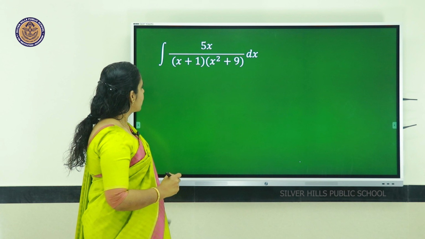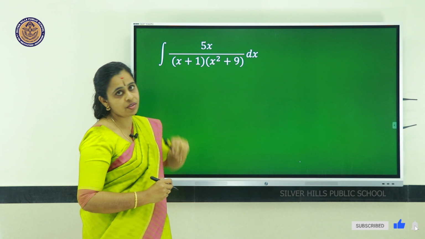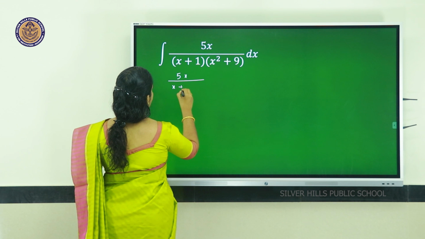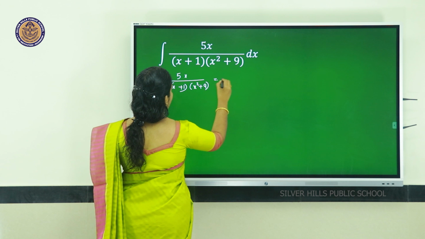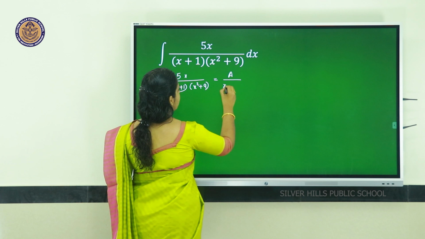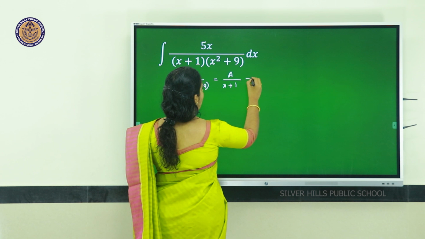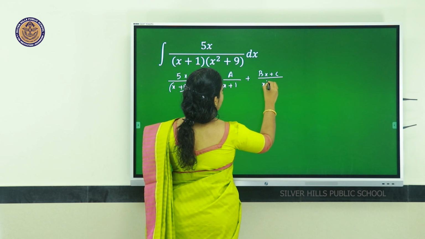5x divided by x plus 1 into x square plus 9 is the rational part. How will we split it into partial fractions? Question: 5x divided by x plus 1 into x square plus 9 equal to a divided by the first factor x plus 1. You can see x square plus 9 cannot be factorized into real roots. That's why we are writing bx plus c divided by x square plus 9.